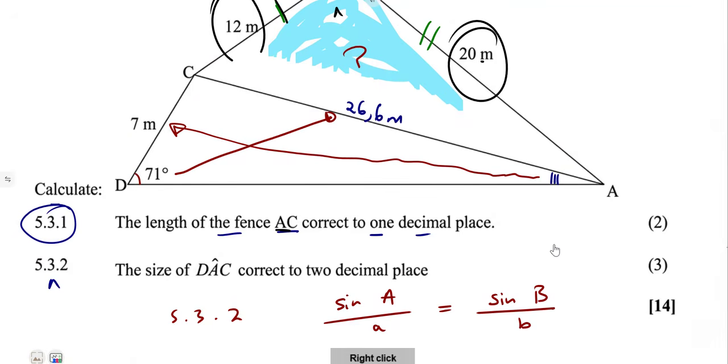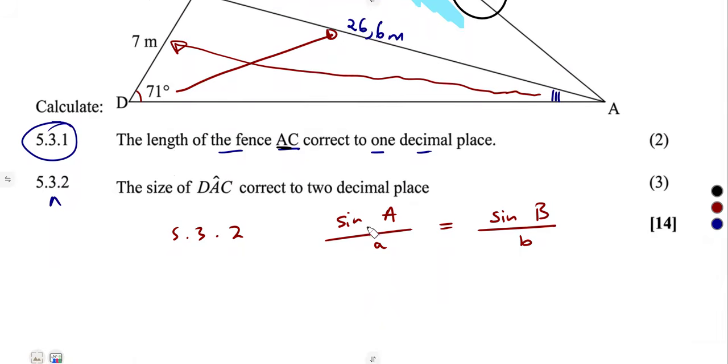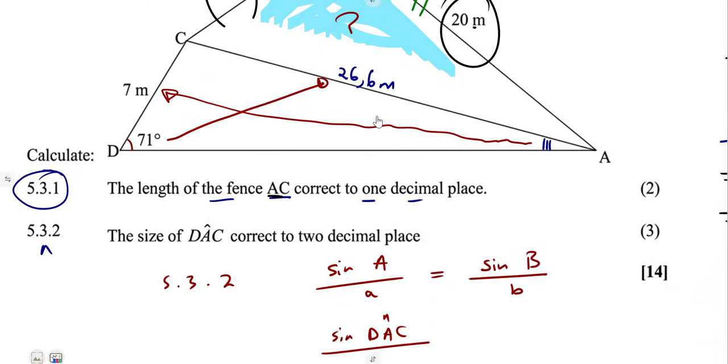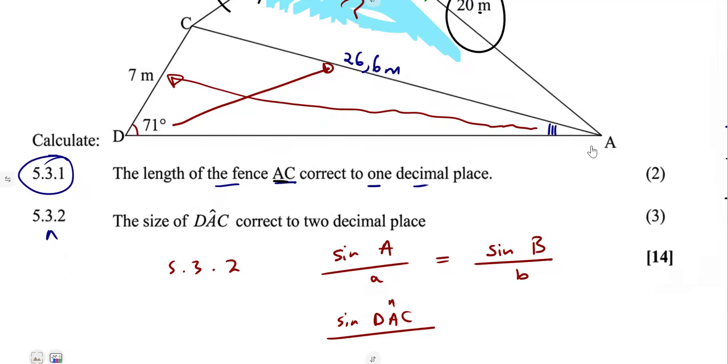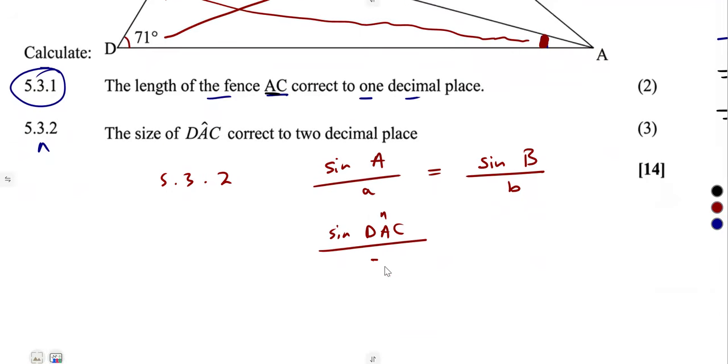All right, so what does it mean here? The sine of the angle to be calculated, DAC, over the corresponding side. So DAC corresponds to what? Look at DAC, this one. This is A. DAC corresponds to 7. All right, so it's over 7 there. Sorry for that, guys. Over 7. This must be equal to what?